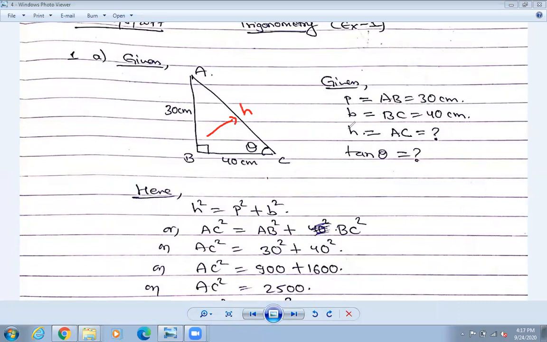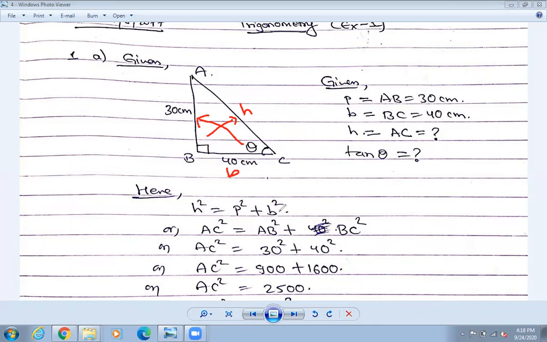First write ABC and put the names. The opposite of theta, the reference angle, we call AB. AB is 30 centimeter. So perpendicular is AB, 30 centimeter. Next, if it has both the angles, 90 and the reference angle, what do we call it? We call it base. What was the name of the base? BC. So 40 centimeter. Now use the formula of Pythagoras theorem.